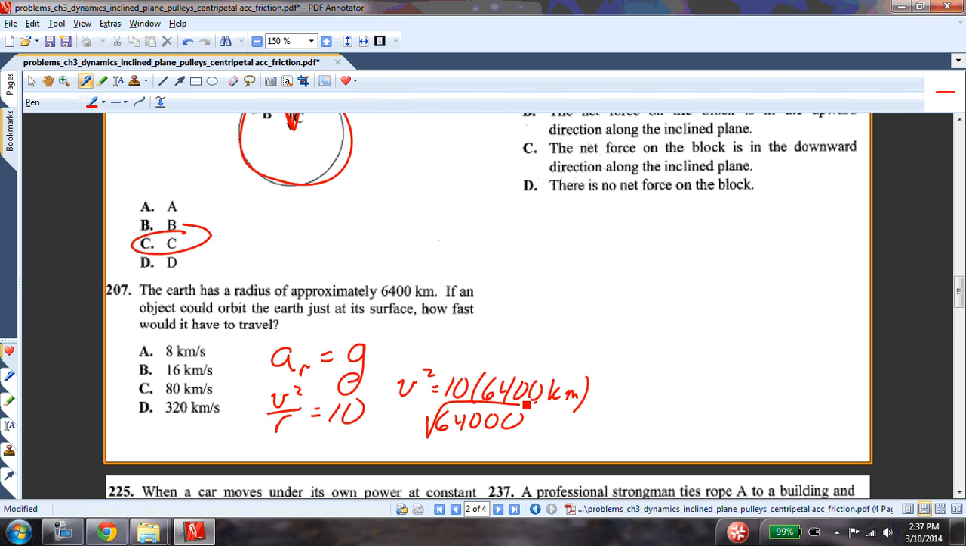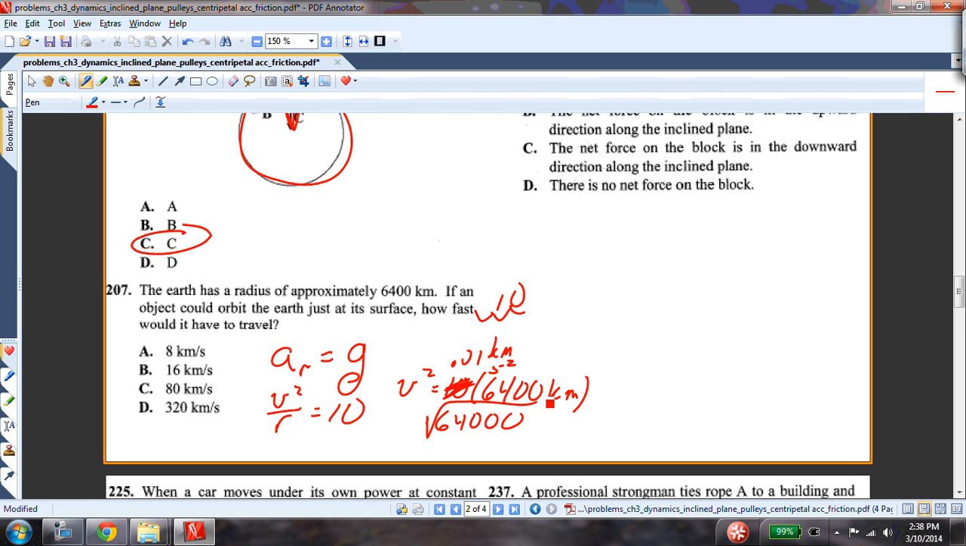Oh, yes, I see. I have made a mistake. Here, be careful with your units. This is 10 meters per second squared, which is going to be 0.01 kilometers per second squared. Let's say 10. I'm sorry, it's Friday afternoon.